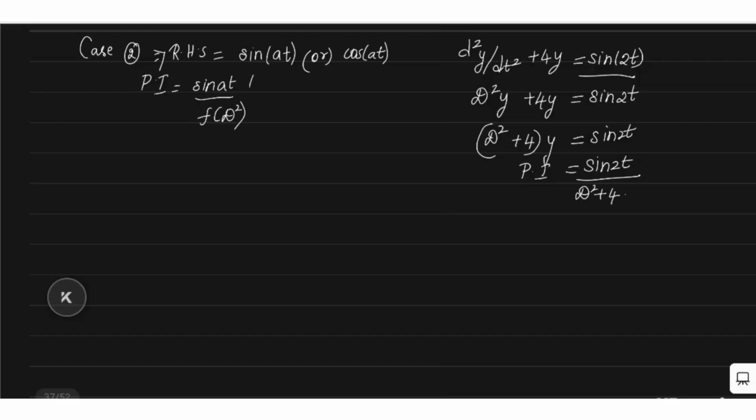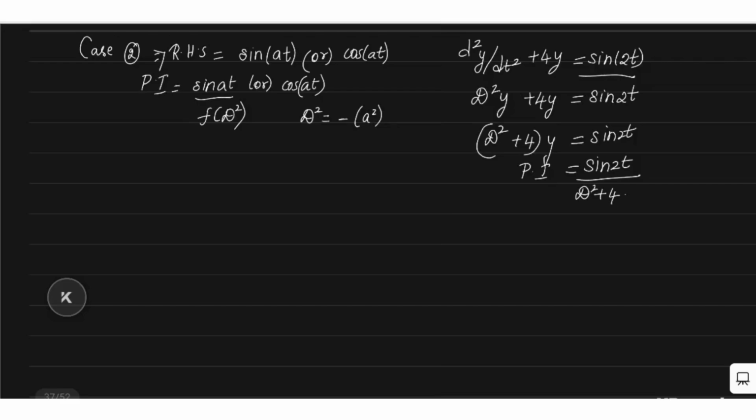The numerator can be sine at or cos of at, but in the denominator, your substitution would be for D square. The substitution you make for D square is minus of a square. This minus is not for the whole of a square; after finding your a square, it should then be multiplied with your minus.